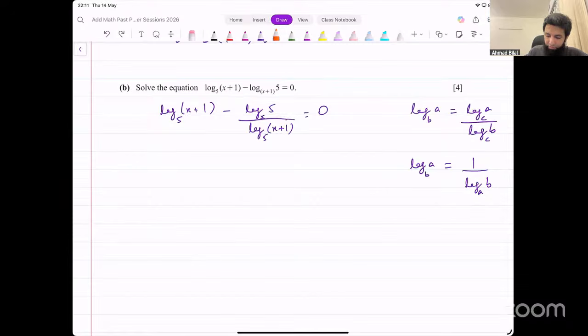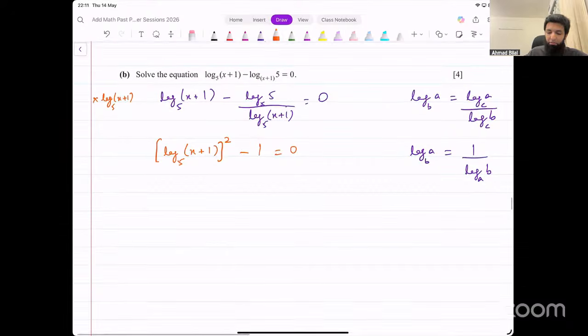Multiply this on the other side. What does that become? That becomes log of x plus 1 base 5. So what I'm doing is I'm multiplying the whole equation by log of x plus 1 base 5. It's like taking LCM and then multiplying the denominator on the right side. We can do all of that in one single step. So square of this number minus this becomes 1. That equals 0. Now 1 goes to the other side and we get log of x plus 1 base 5 whole squared equal to 1.